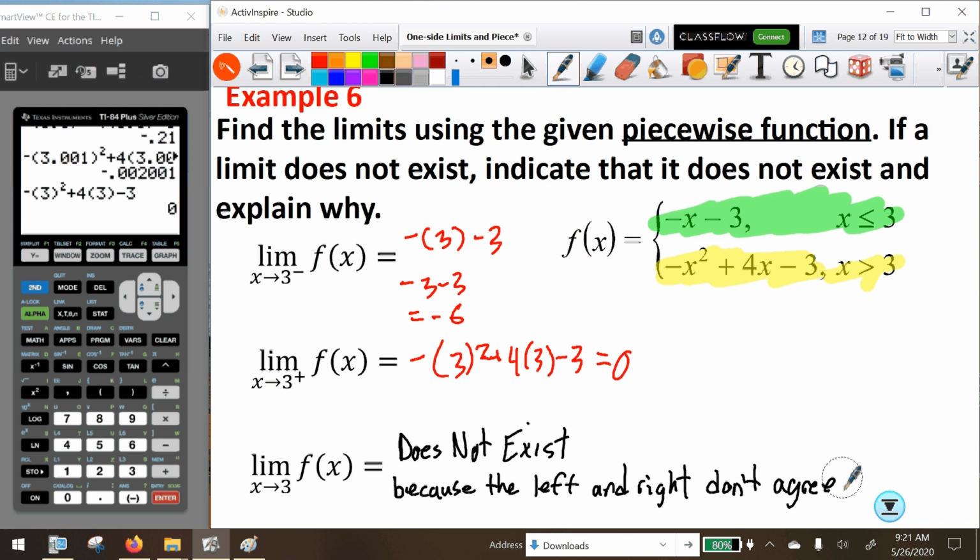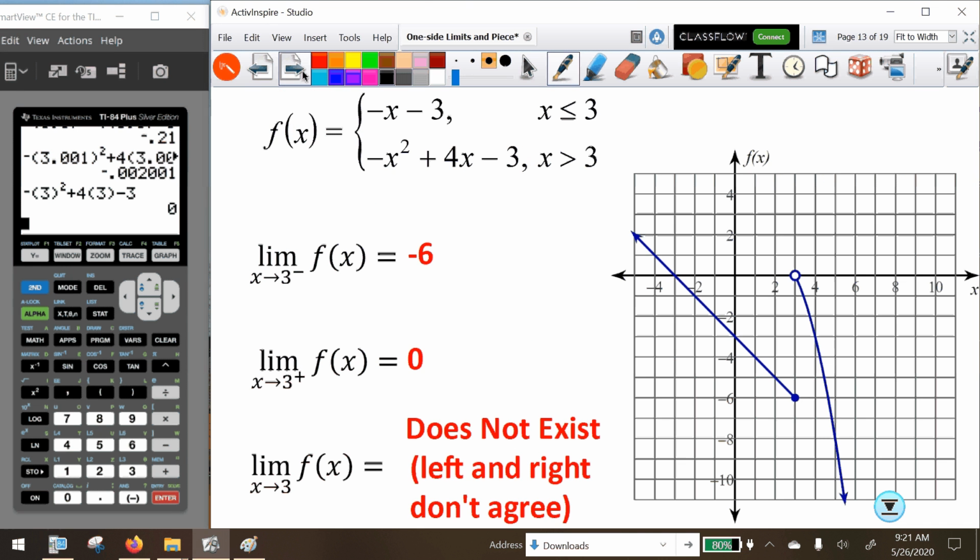All right, and let's see the graph of this one. And you can see that this is correct. So as x approaches positive 3 from the left side of it, our y values, our output values, are getting closer and closer to negative 6. And as x approaches positive 3 from the right side of it, our y values are getting closer and closer to 0. So the two parts of the function don't line up perfectly. The limit does not exist.